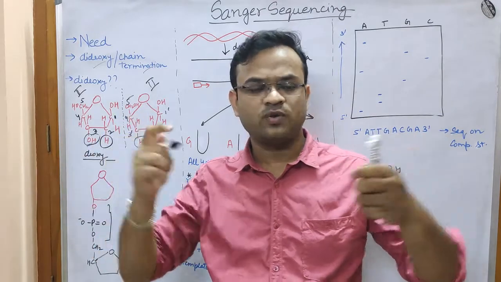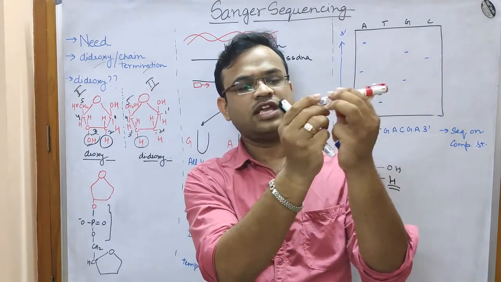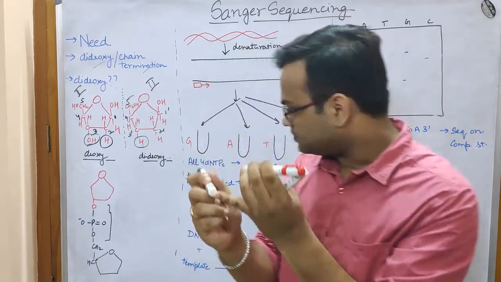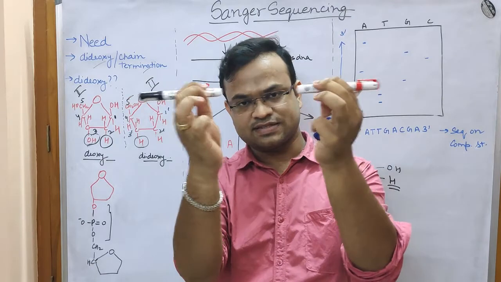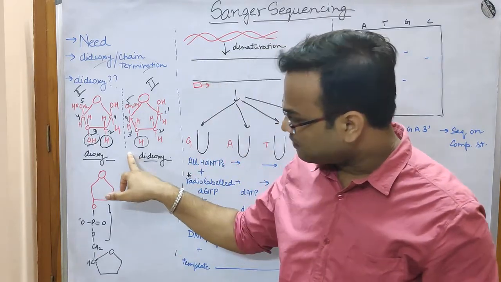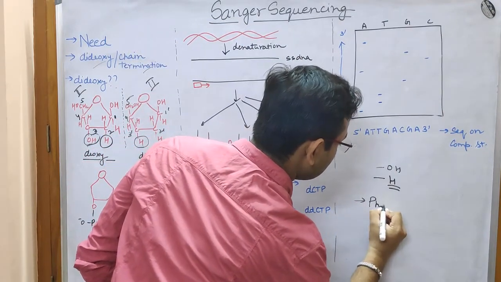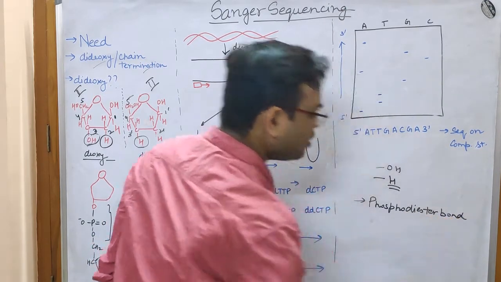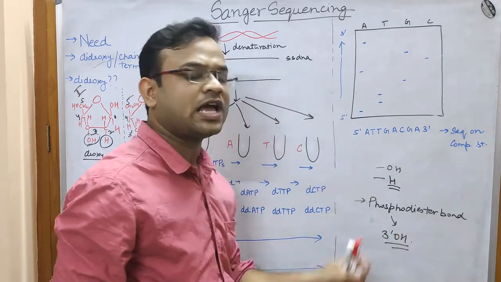Okay, so when you join, suppose this is one sugar and this is another sugar, you need to join the 3' end of this sugar. Suppose this is the 3' end of this sugar and this is the 5' end of another sugar. Between these two, there is a phosphodiester bond present. In order to make this phosphodiester bond, 3' OH is needed. Free 3' OH is required.